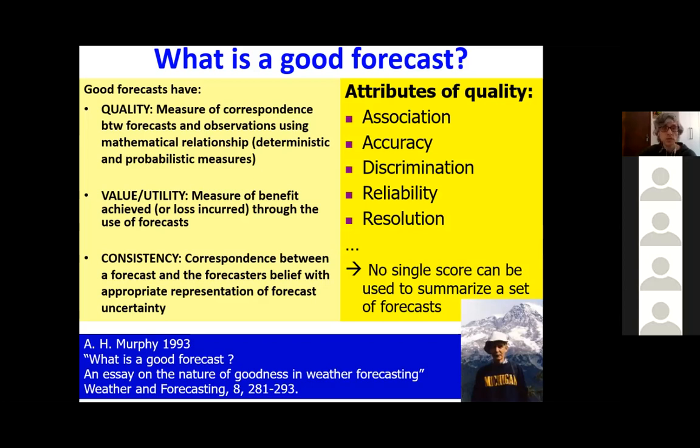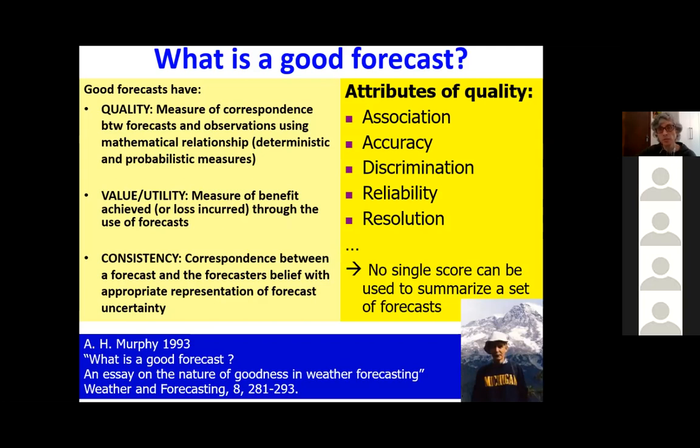And another key important aspect of forecast goodness is value or utility, which is a measure of the benefit that we achieve or the loss that is incurred to the use of the forecasts. And then finally, the third goodness aspect is consistency, which is the correspondence between the forecasts and the forecaster's belief with the appropriate representation of forecast uncertainty. So in this lecture, we will focus, as in the whole summer school, on quality.